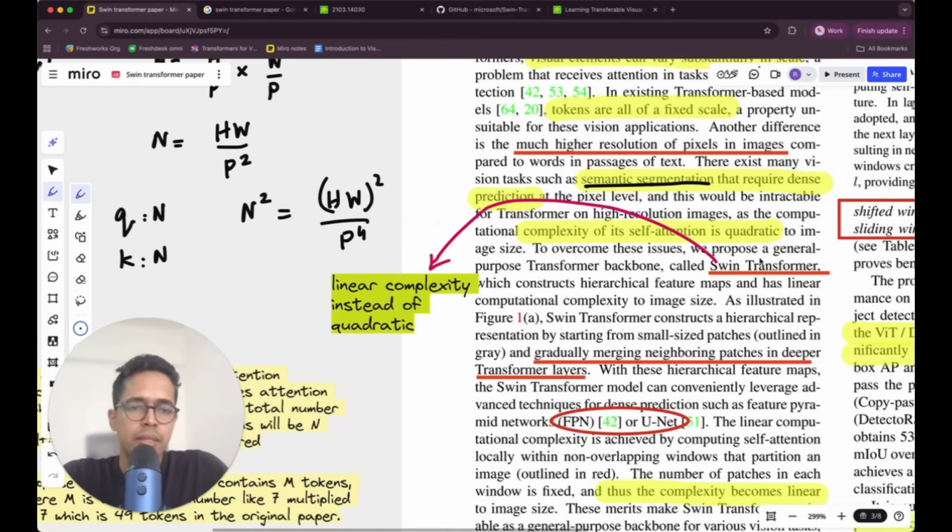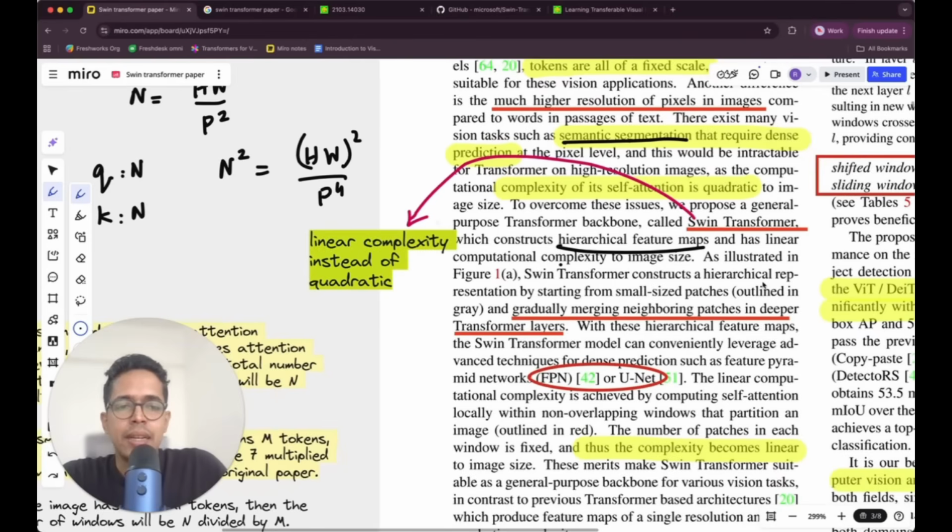To overcome these issues, we propose a general purpose transformer backbone called Swin Transformer, which constructs hierarchical feature maps. So please note this word, hierarchical feature maps, and has linear computational complexity with respect to image size. We'll come to how exactly it is linear. Let's not discuss it right now. Just understand that in normal transformer based architecture, the complexity of attention computation scales quadratically with respect to number of pixels. In Swin Transformer, it is linear.